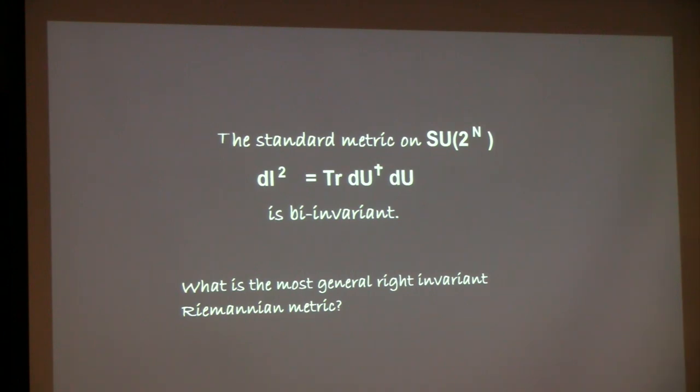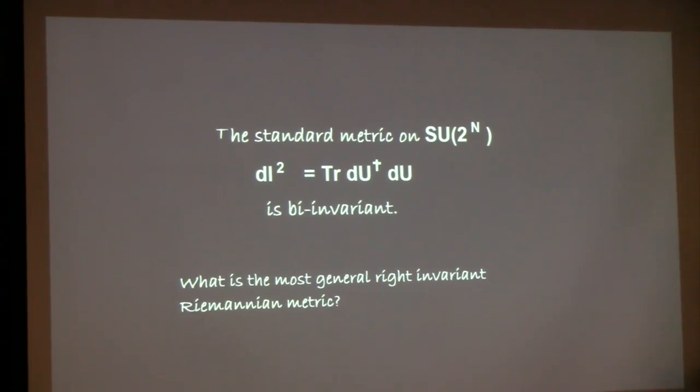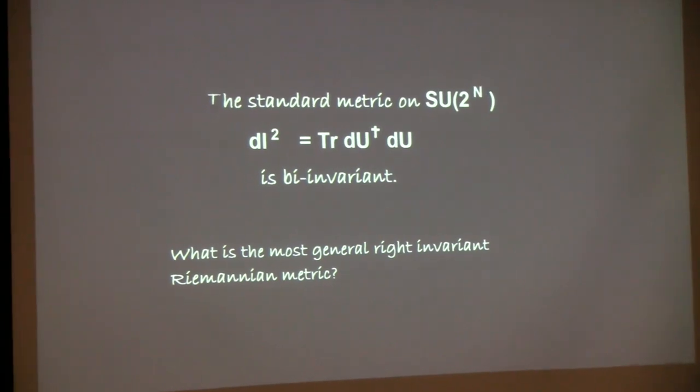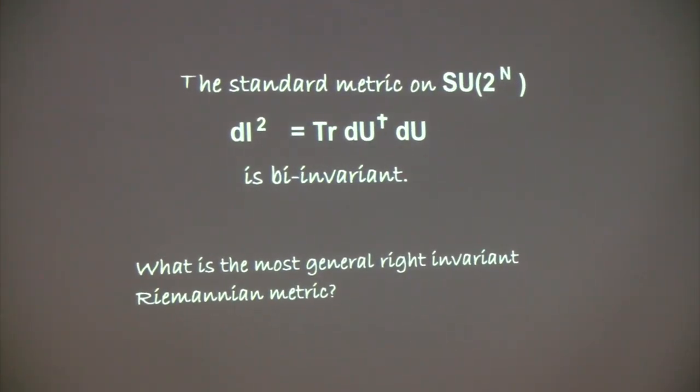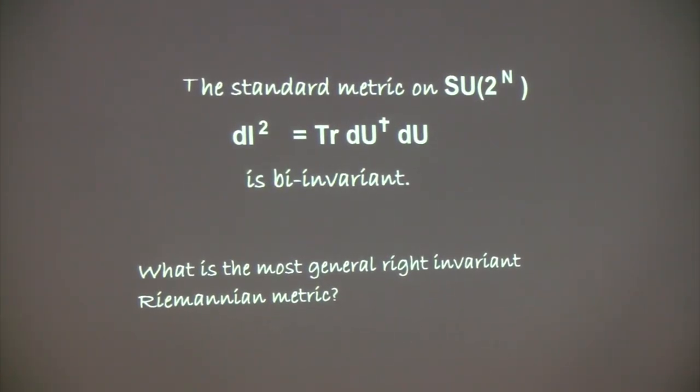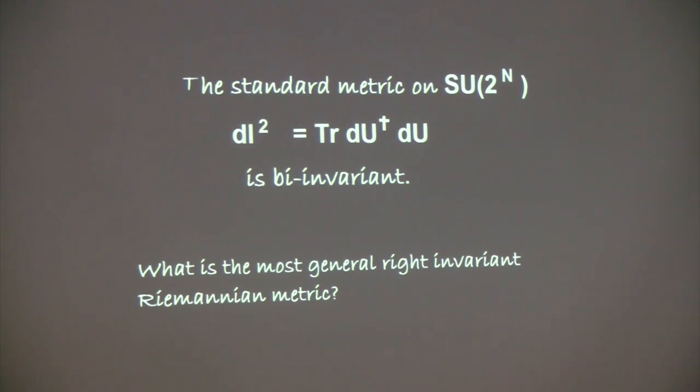The standard metric on SU(2^n), the group of unitaries on n qubits, is bi-invariant. It means left and right invariant. And so it's not the right thing. This is just a reflection of the idea that the standard metric is not a good metric for representing complexity or representing chaos. Okay, that raises the question, what's the most general right invariant Riemannian metric?